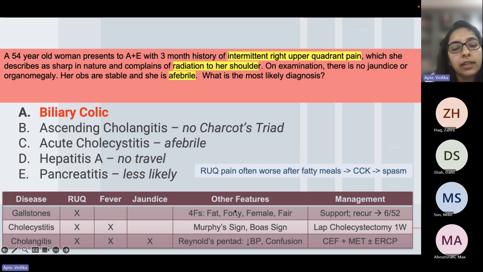For cholangitis, you can also get Raynaud's pentad. So it's basically Charcot's triad: fever, right upper quadrant pain and jaundice, as well as a low blood pressure and confusion. So hence the pentad. It's the triad plus these two other signs of confusion and low blood pressure. And if anyone has Raynaud's pentad, they're basically quite septic and quite serious as well. So they need to be treated ASAP.